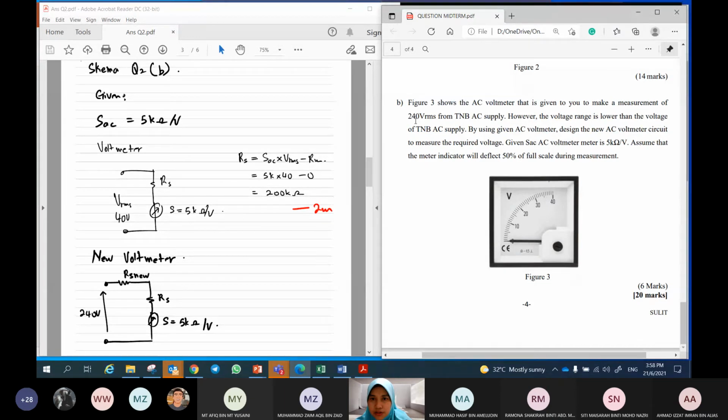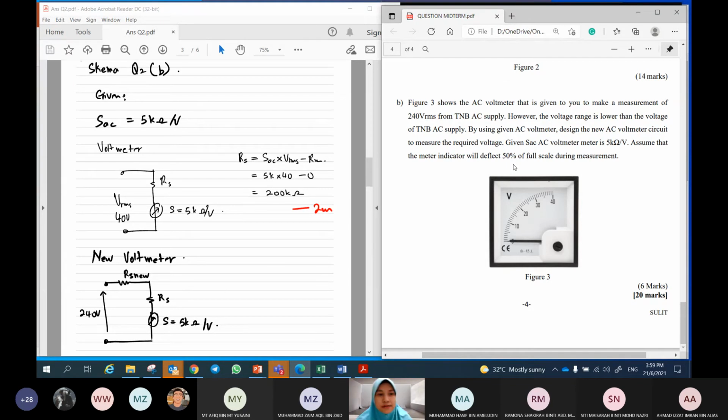You must use this AC voltmeter, but you have to design the new AC voltmeter circuit. Okay, so you have to modify the construction of this voltmeter to measure the required voltage. Given AC voltmeter is 5 kilo per volt, assume the meter indicator will deflect 50% of full scale during measurement. So meaning, imagine that after you design the new AC voltmeter, and then you measure this 240 VRMS, it will deflect only for 50%, meaning that it will deflect at the middle, right? It will deflect 50% of the full scale.